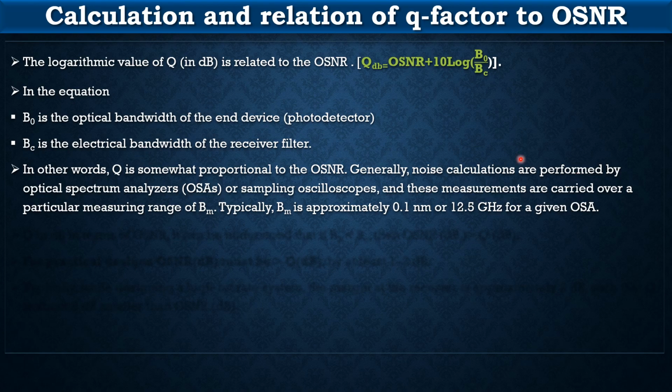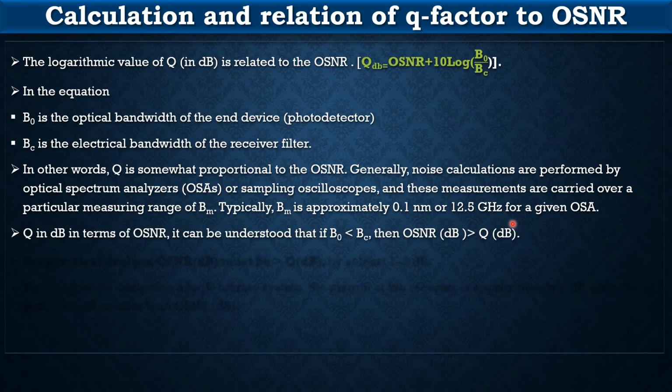Generally, the noise calculation is performed by an optical spectrum analyzer or sampling oscilloscope, and these measurements are carried over a particular measuring range BM. Typically, BM is approximately 0.1 nanometer reference bandwidth, which we have discussed already, or 12.5 gigahertz for a given OSA. Looking at Q in dB in terms of OSNR, it can be understood that if BC is greater than B0, then the OSNR in dB can be greater than Q in dB. This conclusion comes from this formula.